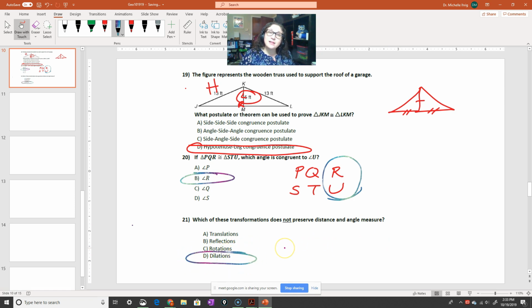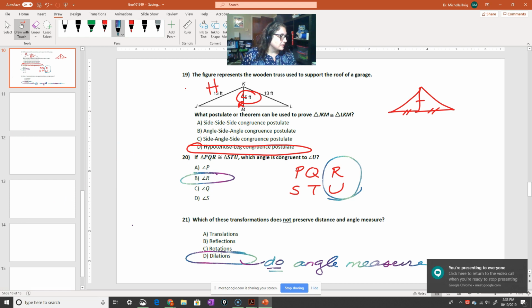If you get anything like that wrong on the test, I'm going to cry. It's dilations. Everything else preserves distance and angle measure. Dilations do preserve angle measure. They do not preserve distance. Okay. Next.